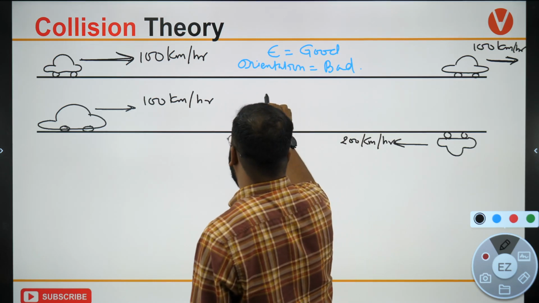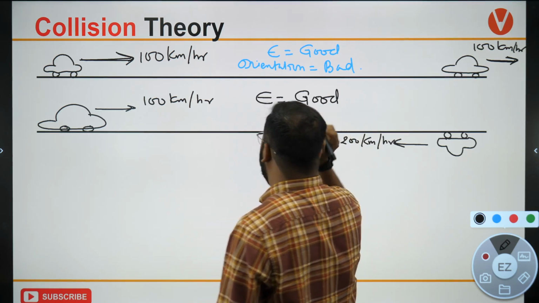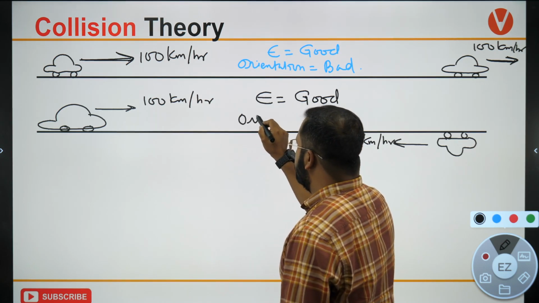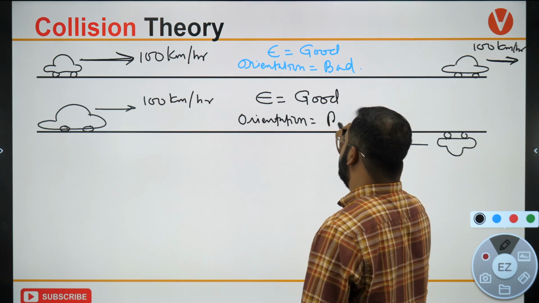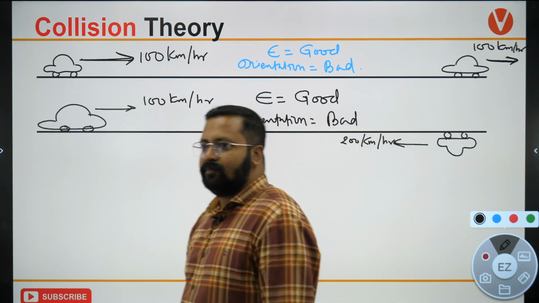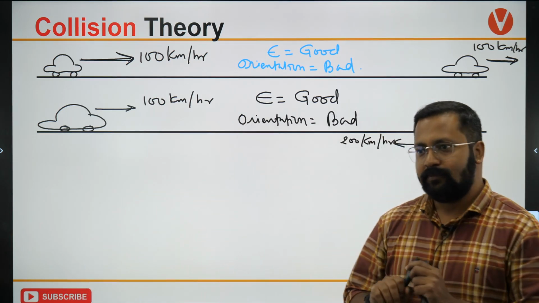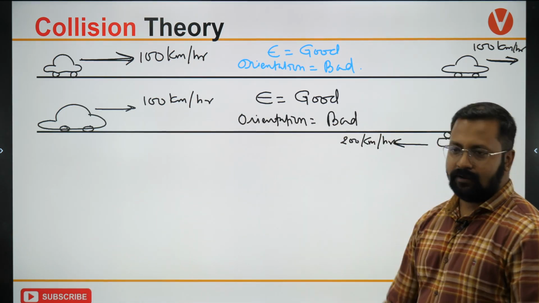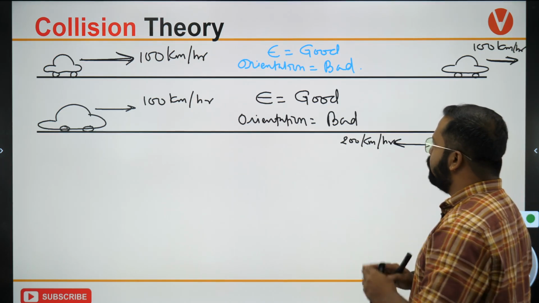In this case, can I say that the energy is good, but the orientation is again bad? There is not proper orientation. ठीक है, कोई collision नहीं होगा यहाँ पे. They are moving in straight lines. Okay, orientation is improper.